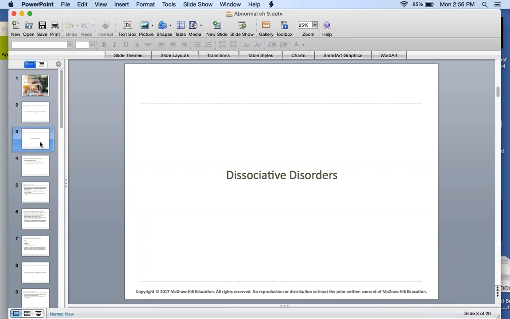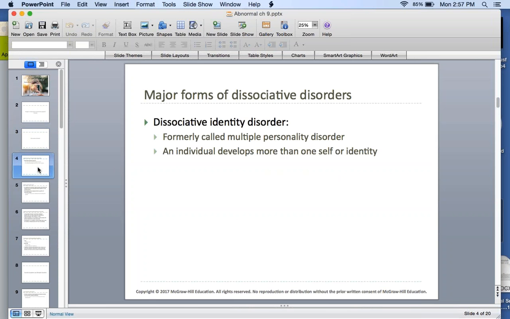So starting with our dissociative disorders. If you think about the root of the word dissociate, if you were to disassociate yourself with yourself, there you go. Sounds funny. Okay. So major forms of dissociative disorders. We have dissociative identity disorder.